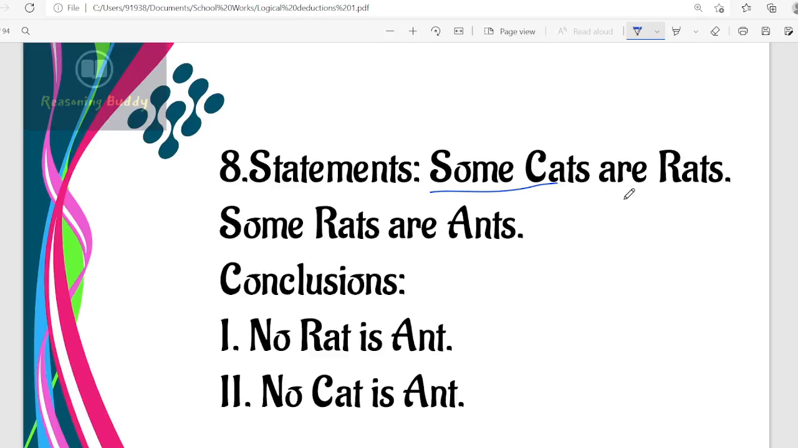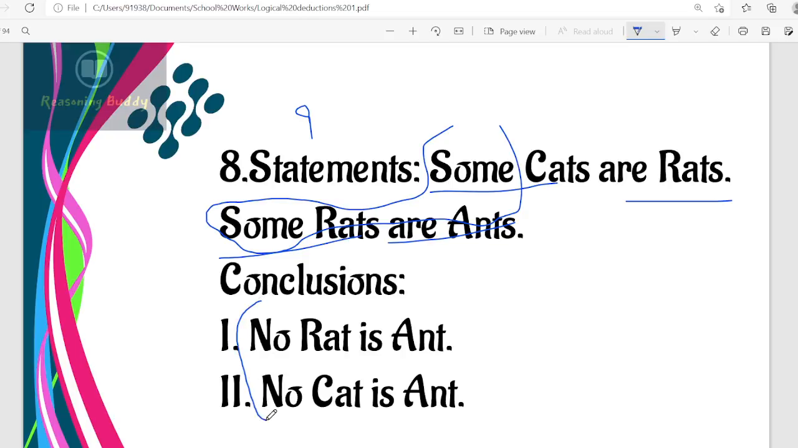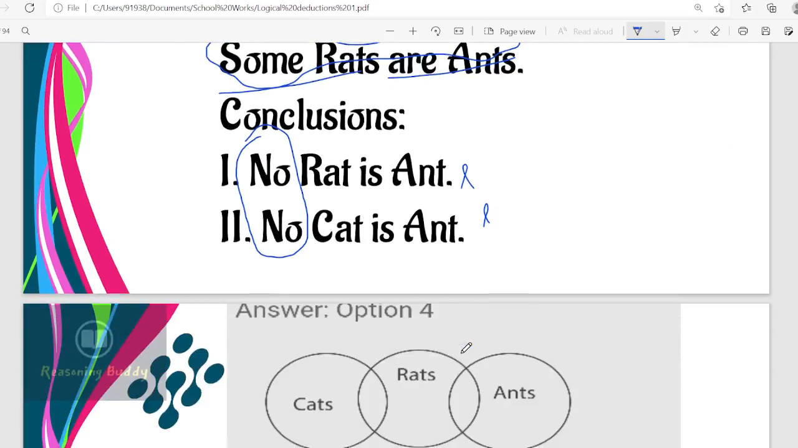Some cats are rats. Some rats are ants. So here in rule four only you can get that there will be no conclusion because two particulars are there, so there will be no conclusion for the statement. So apply my theory. You can apply that, but in this case you cannot apply the theory because here they have given no for the two statements. So both are incorrect.